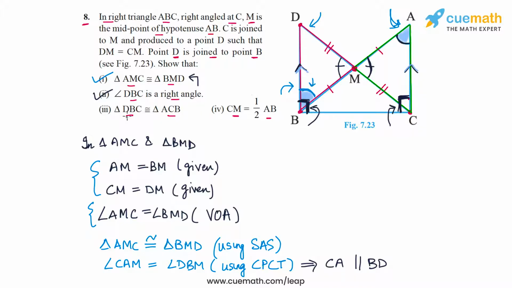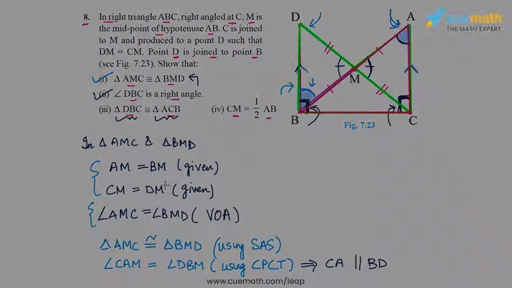Okay, now we have to prove that triangle DBC is congruent to triangle ACB. So let me highlight these two triangles now. So triangle DBC is this triangle, and triangle ACB is this triangle. So these two triangles are congruent is what we have to show. So let's do that now.